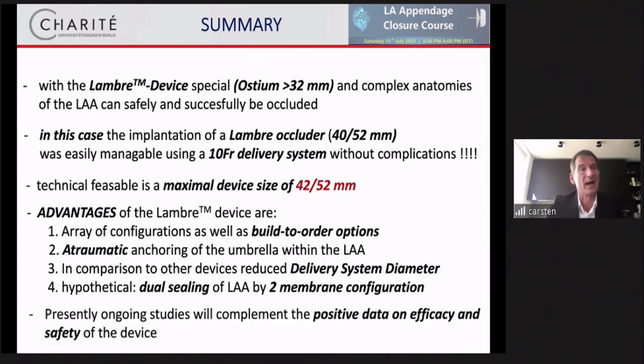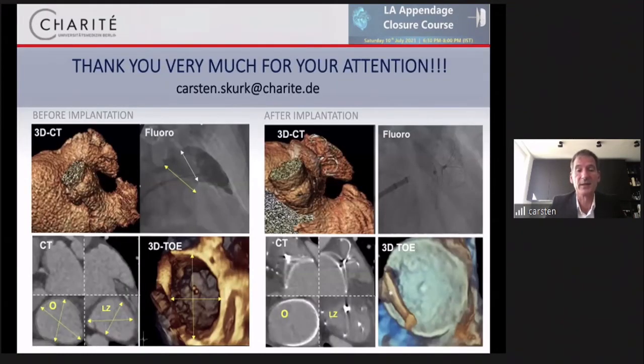Presently ongoing studies, we have the LISA registry in Europe and China with now 480 patients included, which will hopefully complement the positive data on efficacy and on safety of the device. So that's the end, and I thank you very much for your attention.